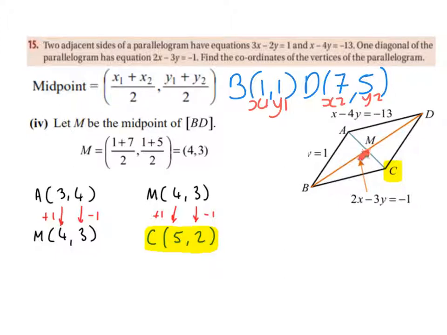So we're starting off with point M, which is the midpoint, which is 4, 3. We're going to add 1 to the x, so 4 plus 1 is 5. And we're going to subtract 1 to the y, so 3 minus 1 is 2. So this point C ends up being 5, 2.